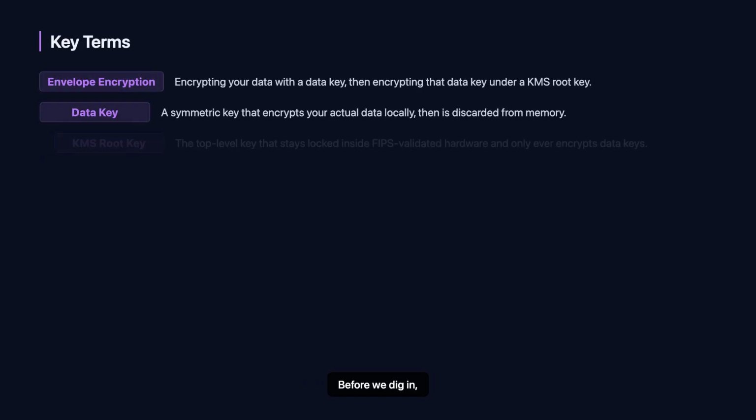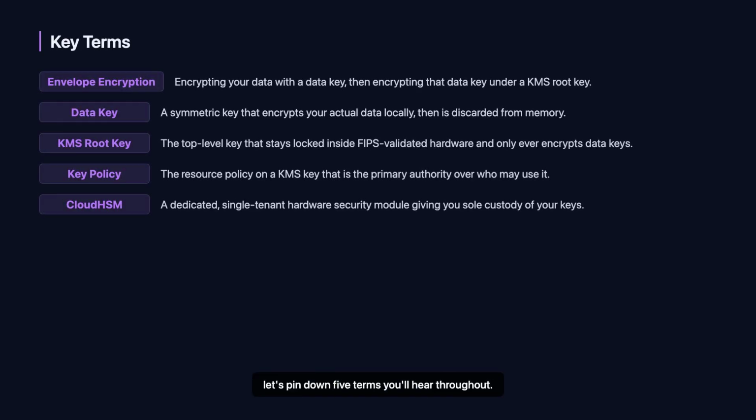Before we dig in, let's pin down 5 terms you'll hear throughout. Envelope encryption is encrypting your data with a data key, and then encrypting that data key under a bigger key. The data key is the symmetric key that actually touches your data, then gets discarded. The KMS root key is the top-level key that stays locked inside hardware and only ever encrypts data keys. A key policy is the resource policy attached to a KMS key, and it's the primary authority over who can use that key. And CloudHSM is a dedicated single-tenant hardware module that gives you sole custody of your keys.